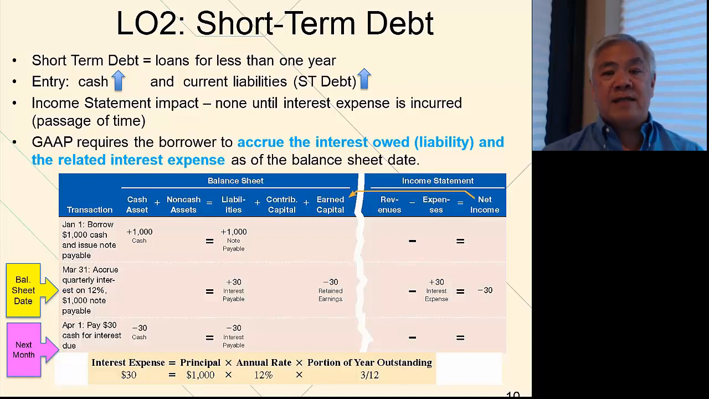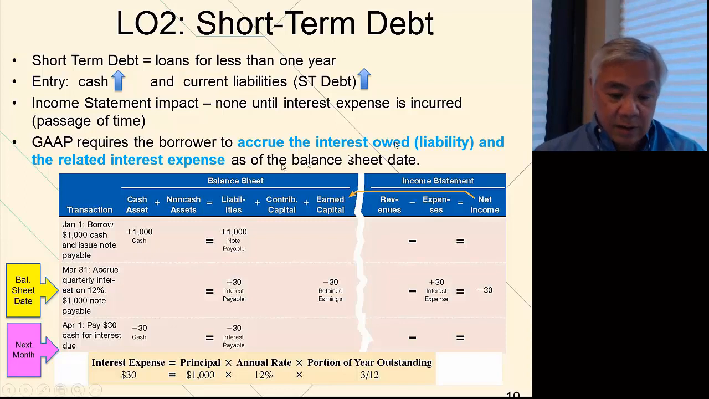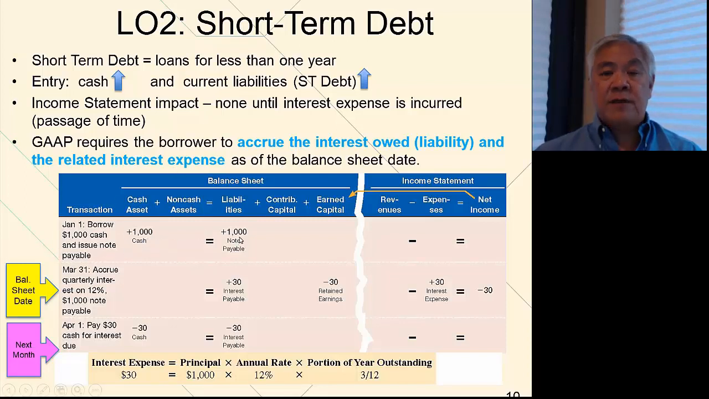The income statement impact is zero at the time of funding, but thereafter you owe interest to your lender. And at that point, interest expense will be accrued and paid. GAAP has us accrue the entry if we owe money that's not yet paid but still owed. Here we notice that January 1st we borrowed $1,000 and we got cash and we increased the payable. Then at the end of March we accrue quarterly interest.